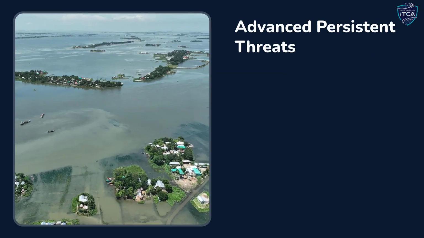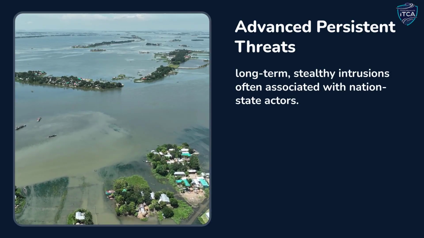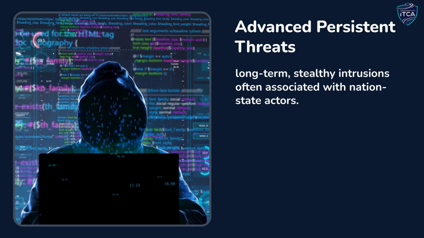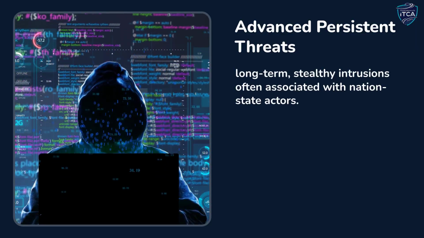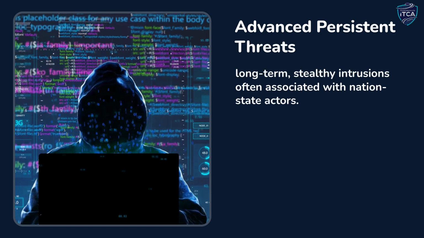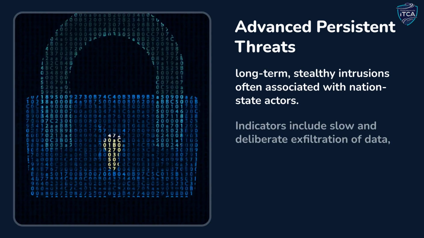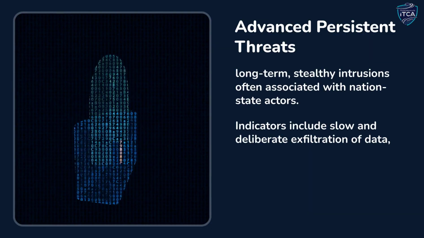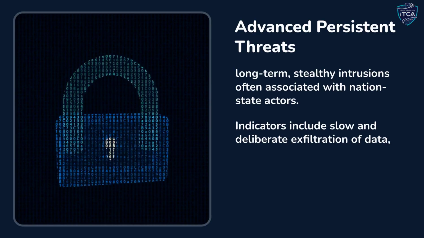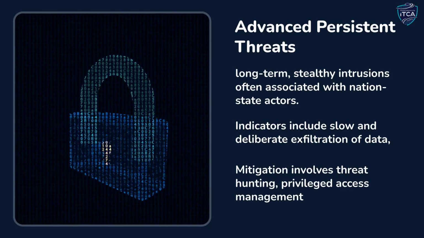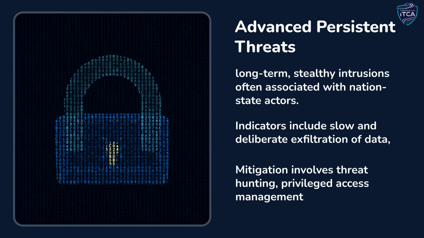Finally, advanced persistent threats represent long-term, stealthy intrusions often associated with nation-state actors. They employ custom tools, legitimate utilities for malicious purposes, and lateral movement across networks to achieve strategic objectives like espionage or sabotage. Indicators include slow and deliberate exfiltration of data, use of novel malware, or unusual use of legitimate administrative tools. Mitigation involves threat hunting, privileged access management, robust logging and monitoring, long-term log retention, and intelligence sharing across organizations.